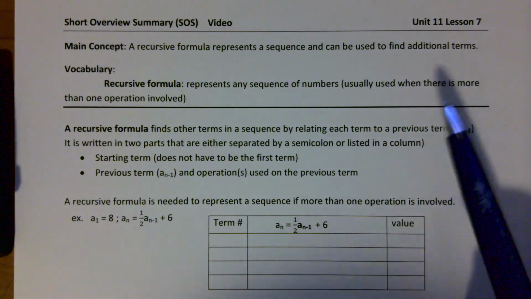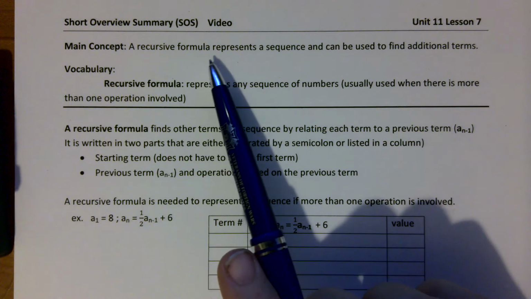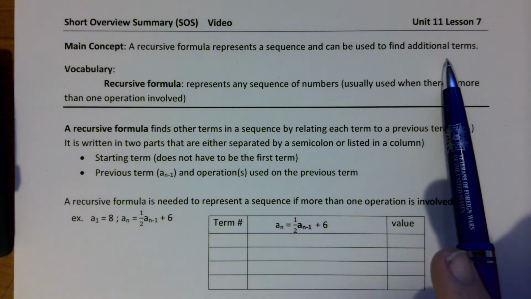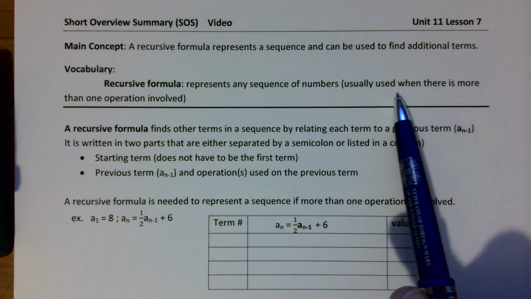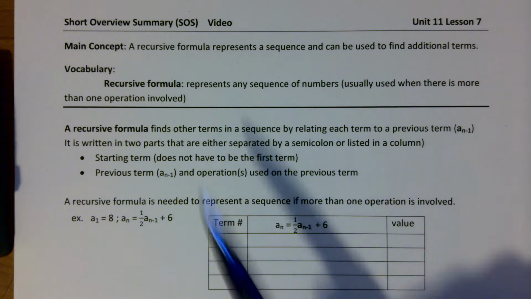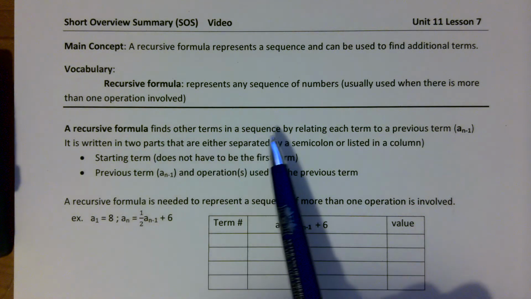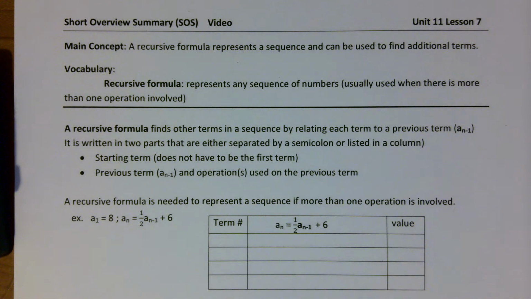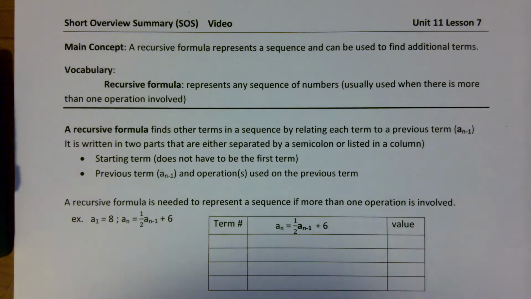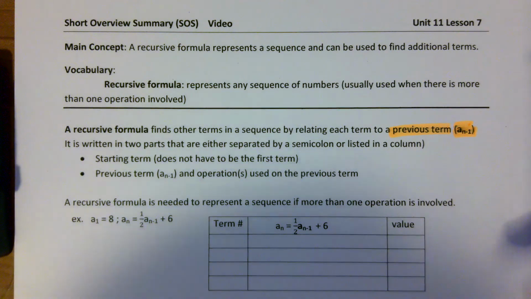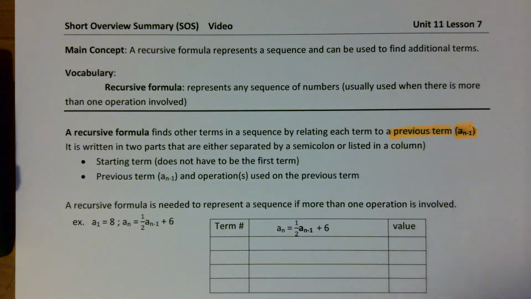So this SOS video is about recursive formulas, which represent a sequence and can be used to find additional terms. It's usually used when there's more than one operation involved. A recursive formula finds the other terms in a sequence by relating each term to a previous term. The previous term is shown by the symbol a sub n minus 1.